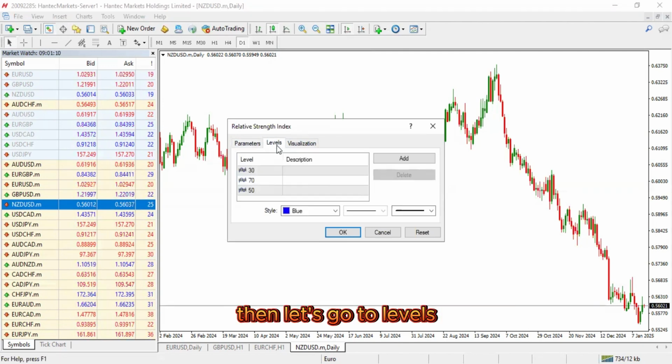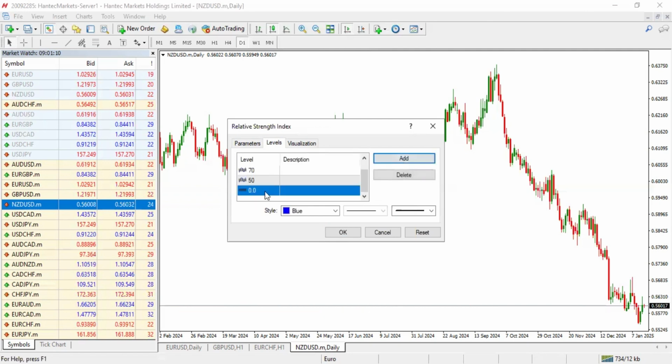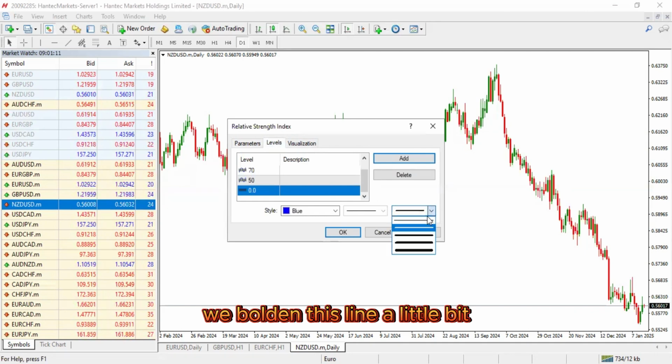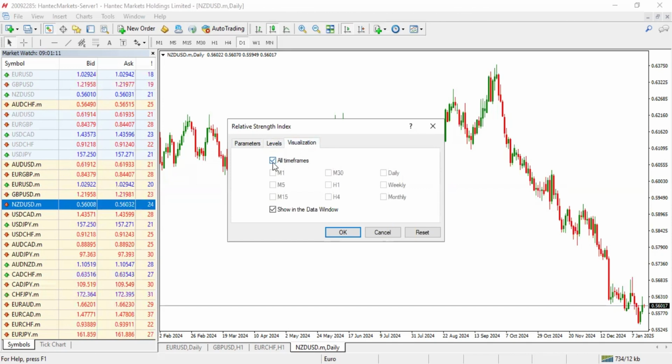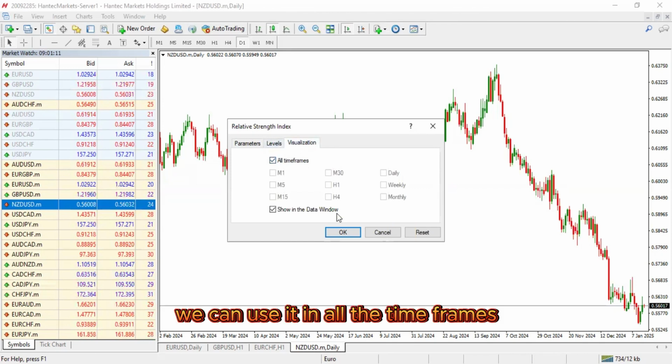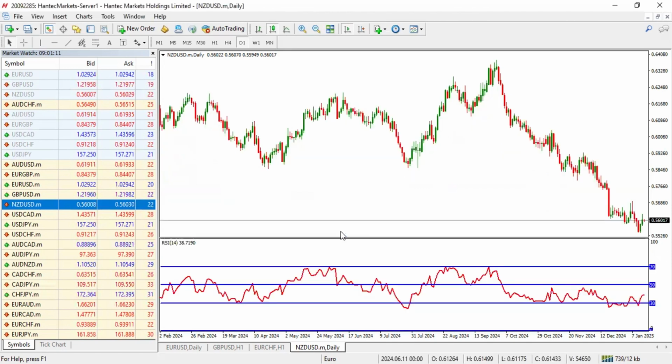Then let's go to levels. In the levels, we have 30, 70, and 50. If you don't have 50 in your own, click add, and here you type in 50. After that, we come here, we bolden this line a little bit, and then in visualization, we set it in all time frames. We can use it in all the time frames, and then we click OK, and it's all done. This is the RSI indicator.